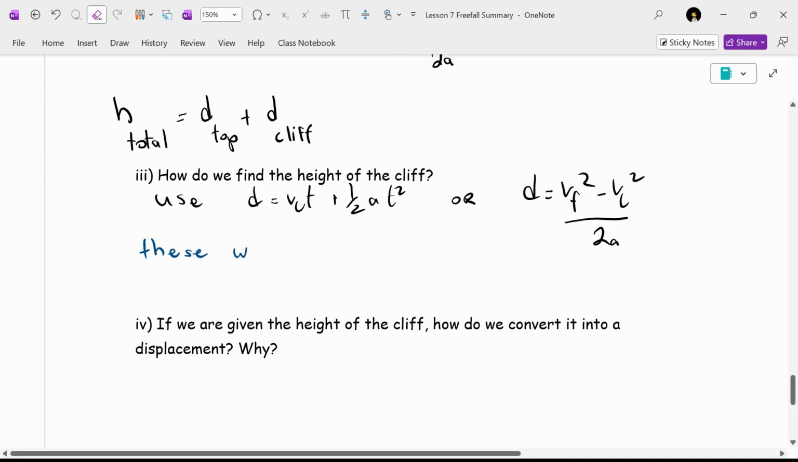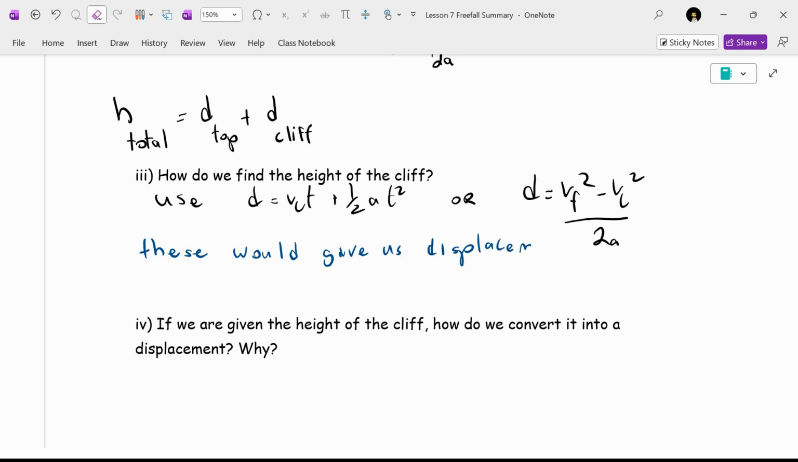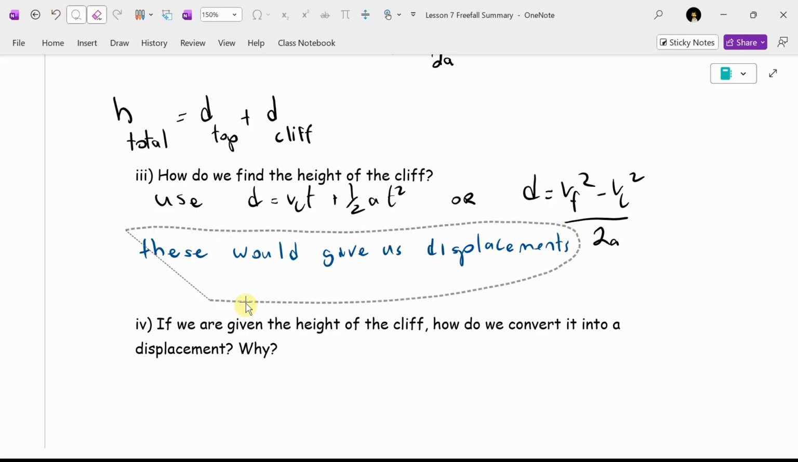But those would give us displacements. We would get a negative answer because we ended up below from where we started from. And I would take the negative answer, but I would say technically heights are positive. And so in my answer key, you'll probably see me write the cliff height as a positive. Okay, Mr. Dueck, let's go like this and just so it doesn't overlap so much.